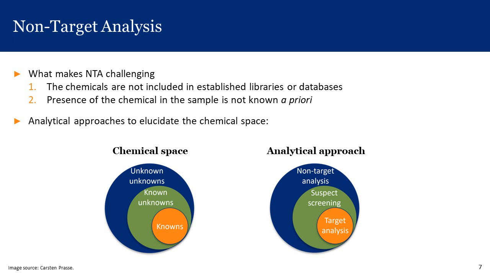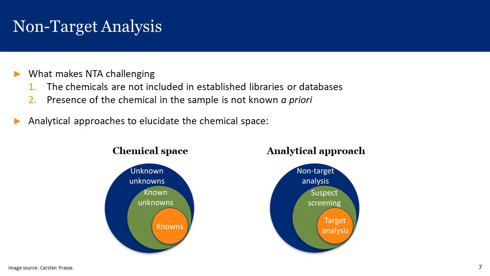Then the known unknowns, these are chemicals that we think are present, for example, based on a suspect screening list. And then there are the unknown unknowns, which are chemicals that we have no previous knowledge about. This translates to the different analytical approaches shown on the right side: target analysis targeting the knowns, suspect screening targeting the known unknowns, and non-target analysis targeting the unknown unknowns.